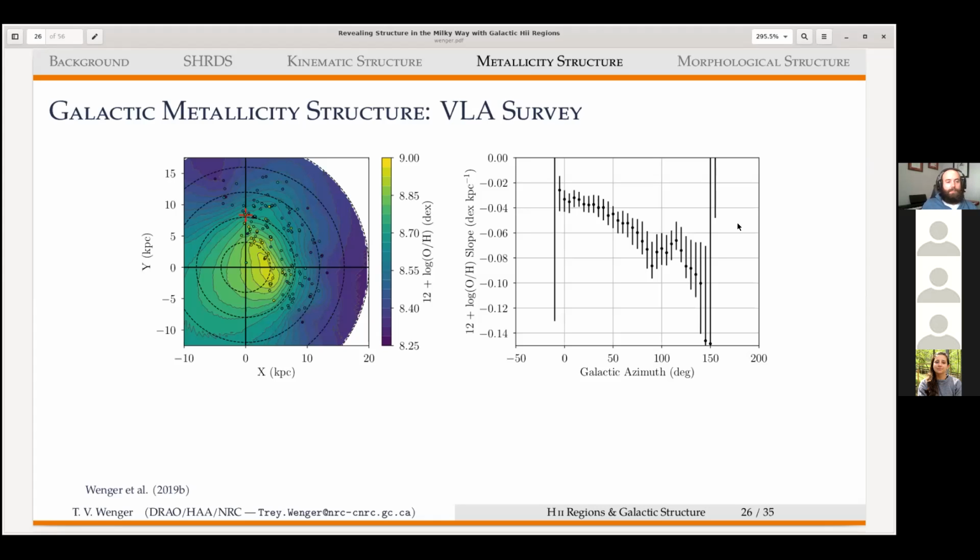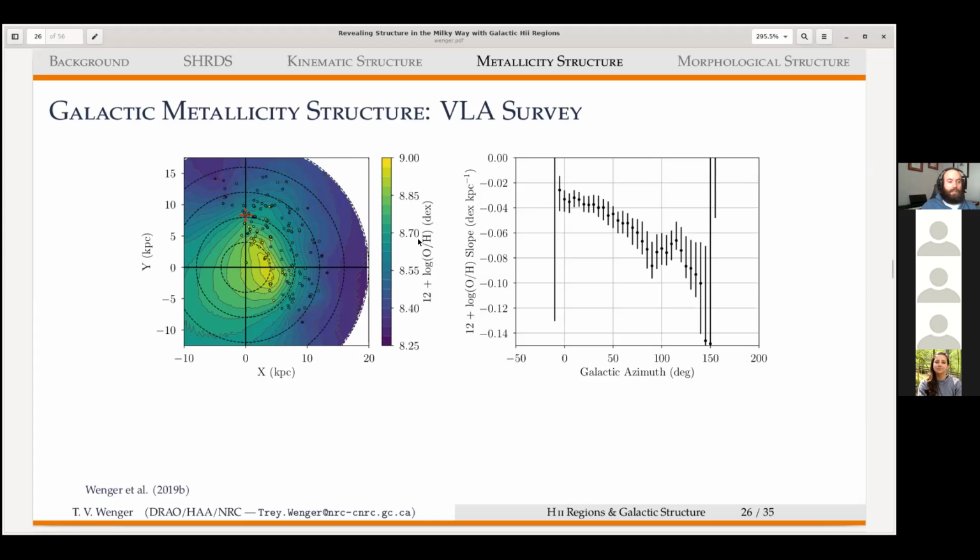Here on the left is the big result of the paper. This is a map of the Milky Way again with the sun at the red cross, and here's the galactic center. The points are all of the H2 regions, and the color in the background is a Kriging interpolation to get the metallicity across the galaxy. We find basically the same as what we found with the previous single dish measurements, which is that we find this radial metallicity gradient and crazy azimuthal structures.